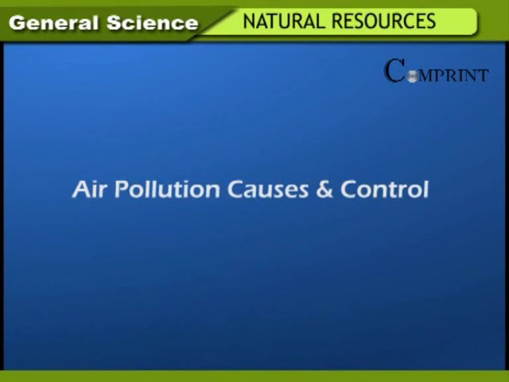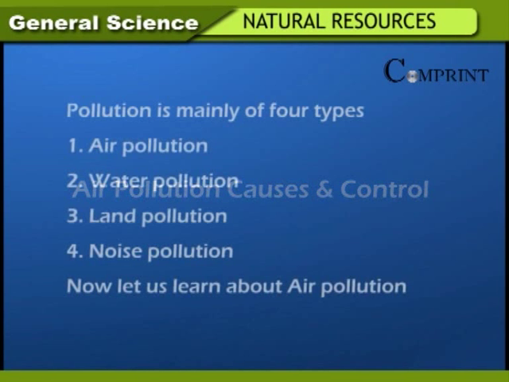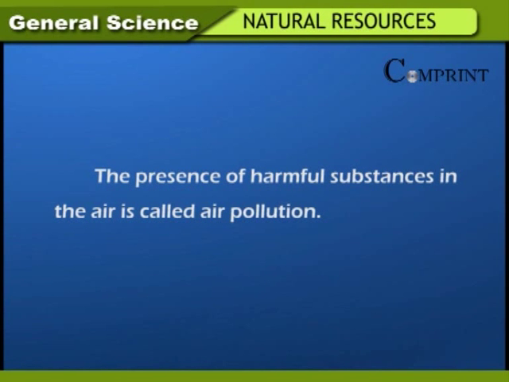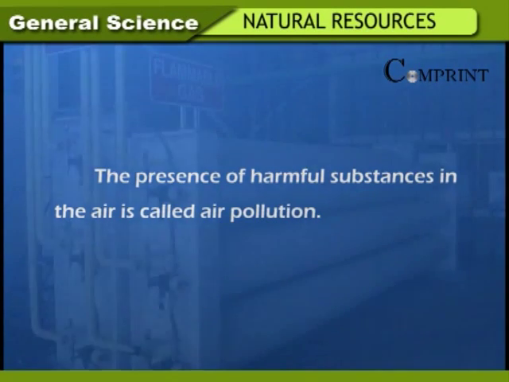Air pollution: causes and control. Pollution is mainly of four types. 1. Air pollution. 2. Water pollution. 3. Land pollution. 4. Noise pollution. Now let us learn about air pollution. The presence of harmful substances in the air is called air pollution.